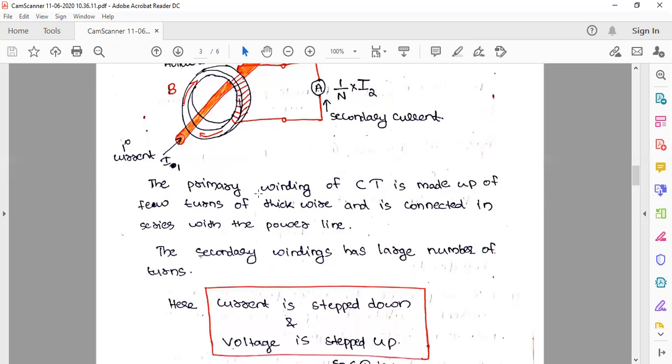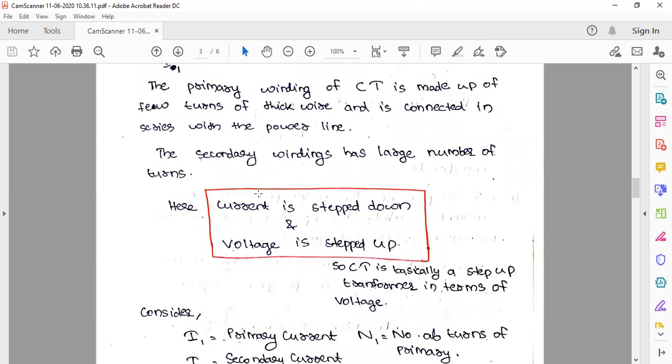The primary winding of a CT is made up of a few turns of thick wire and is connected in series with the power line, and the secondary winding has a large number of turns. You have seen that in your figure. Here current is stepped down and voltage is stepped up, right? In a current transformer, current is stepped down. Since the secondary has more turns, voltage will normally be stepped up. So basically, a current transformer is a step-up transformer in terms of voltage. When you talk about current, it is stepping down to a small value so that it can be easily measured by the measuring instrument.